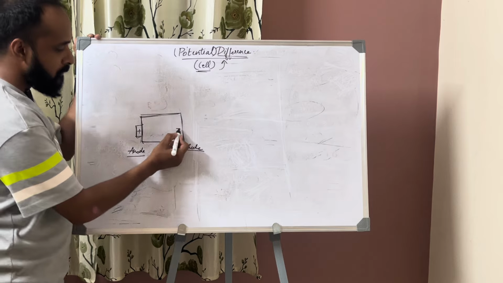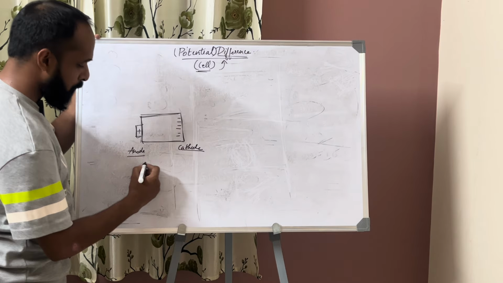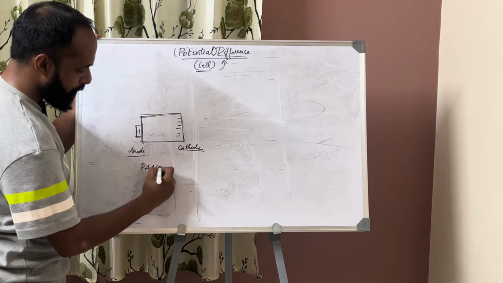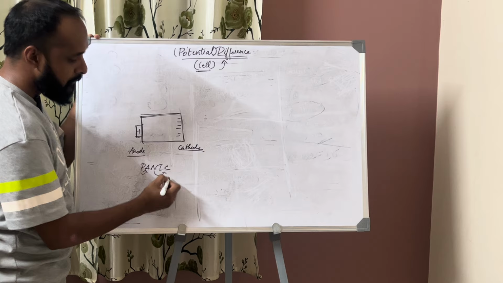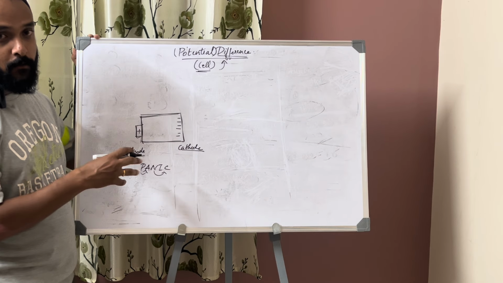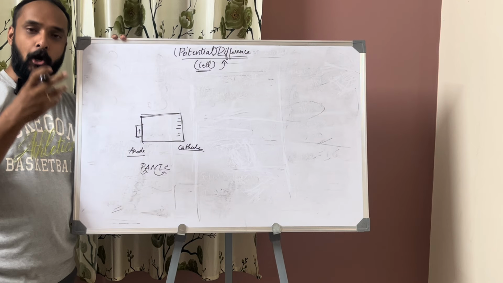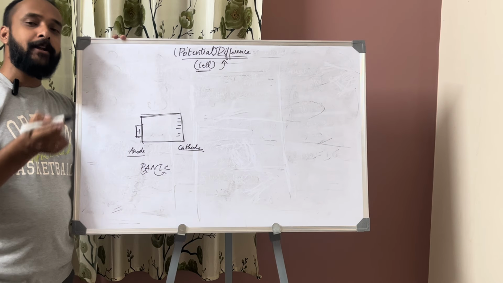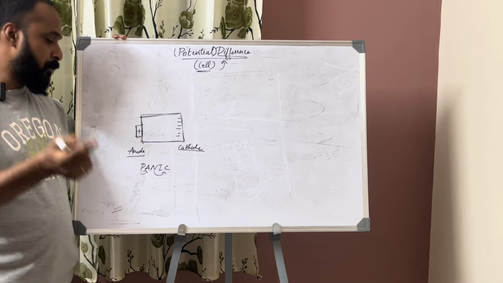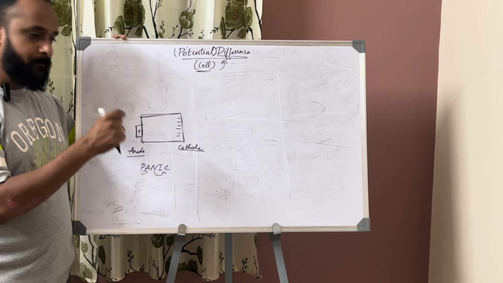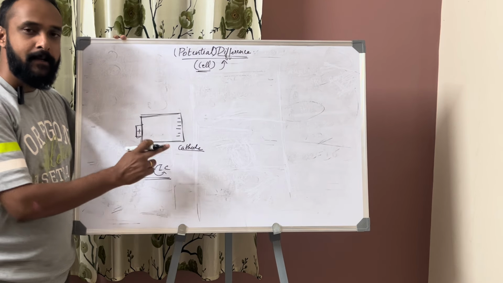So talking about the negative side, that is called your cathode. To remember this, you can remember the word PANIC. What do you mean by that? Positive anode, negative cathode. This is in terms of cathode, anode, electrodes. But in terms of ions, anion is negative and cation is positive. It will be opposite, so don't confuse cation and anion with anode and cathode. Clear? What will you remember? We'll remember the word PANIC: positive anode and negative cathode.